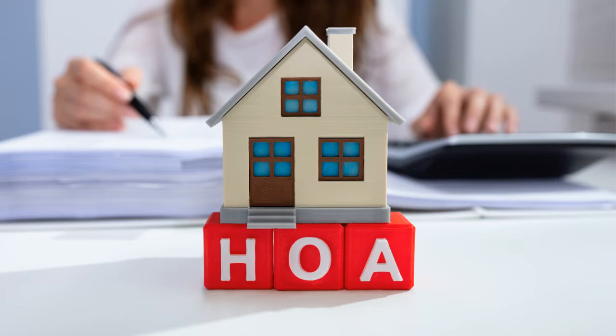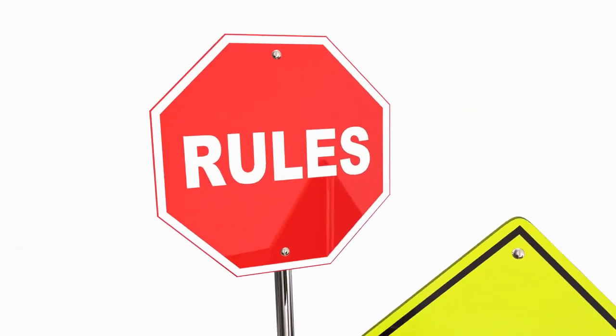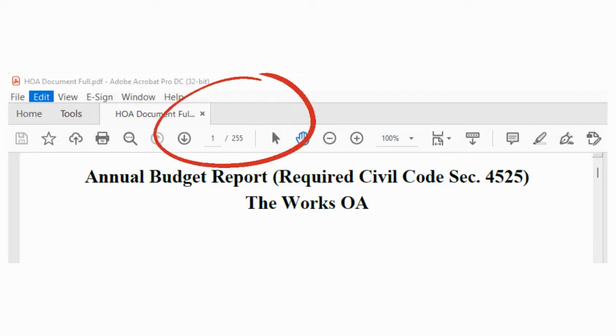First of all, what is HOA? HOA stands for Homeowners Association. It's a nonprofit association of homeowners that govern their own community. So you as a homeowner by default are a member of that association. HOAs establish sets of rules and regulations for those living in a community to follow, which you can find all the details in this HOA document.